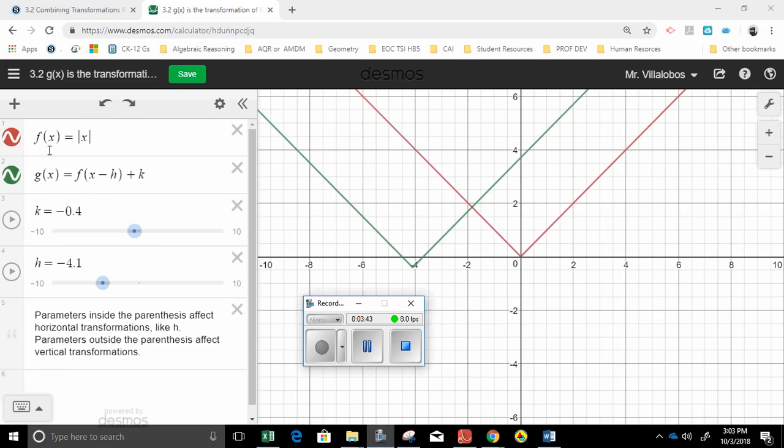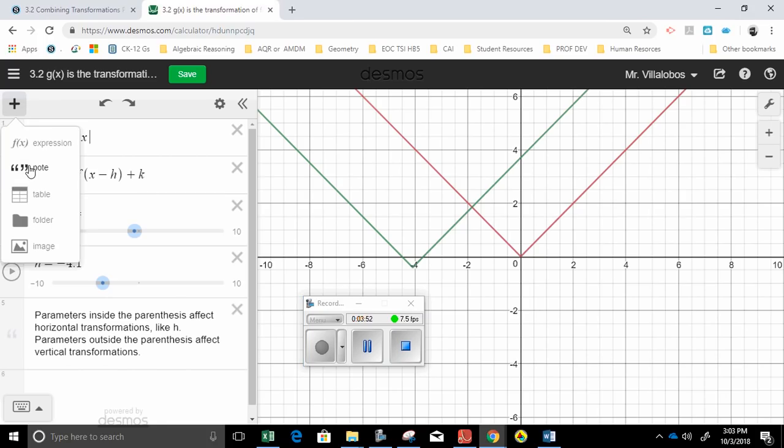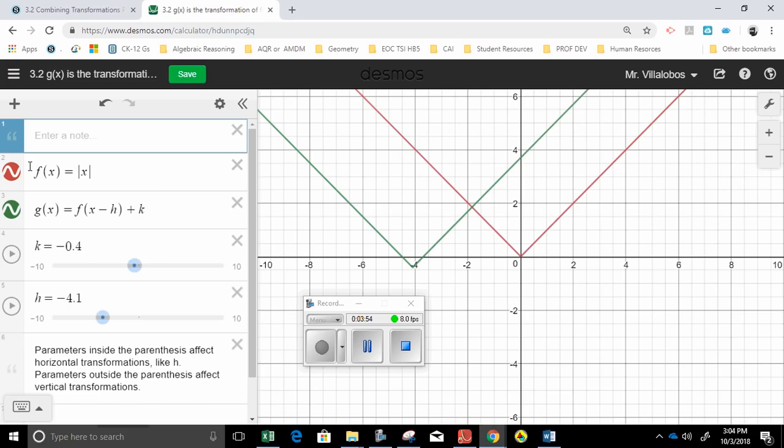So this is the absolute value function. This is the g of x is the transformation of f of x. So I'm going to add a note, and I'm going to say a note. G of x is the transformation of f of x. Okay, now I'm going to add a folder.